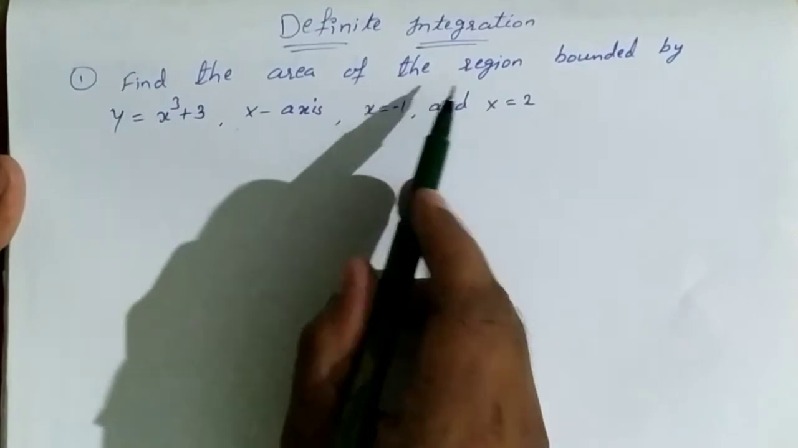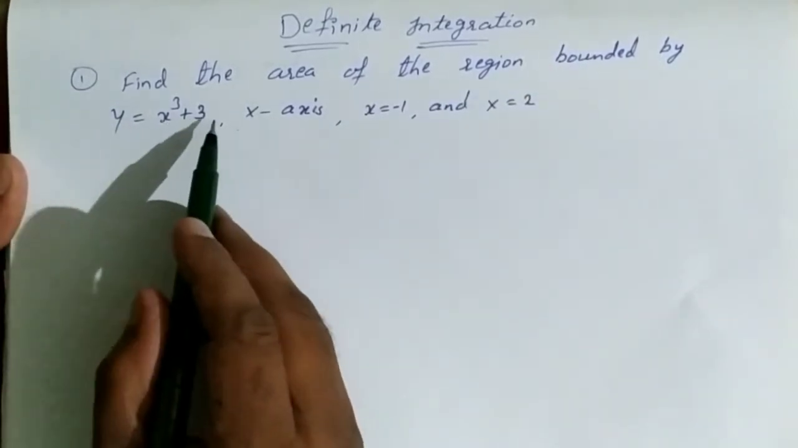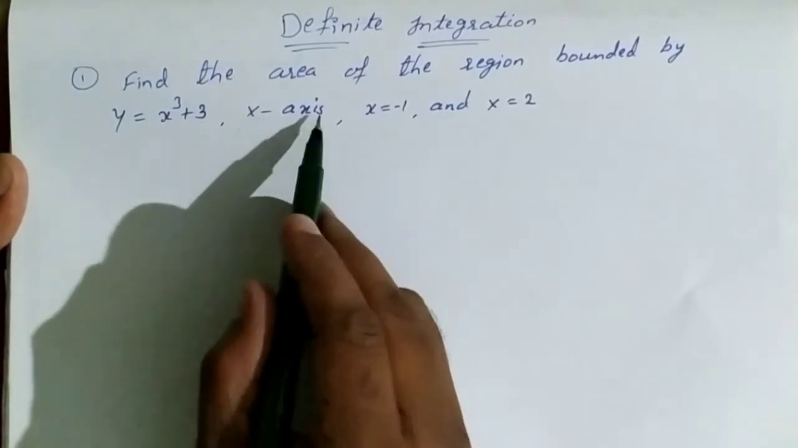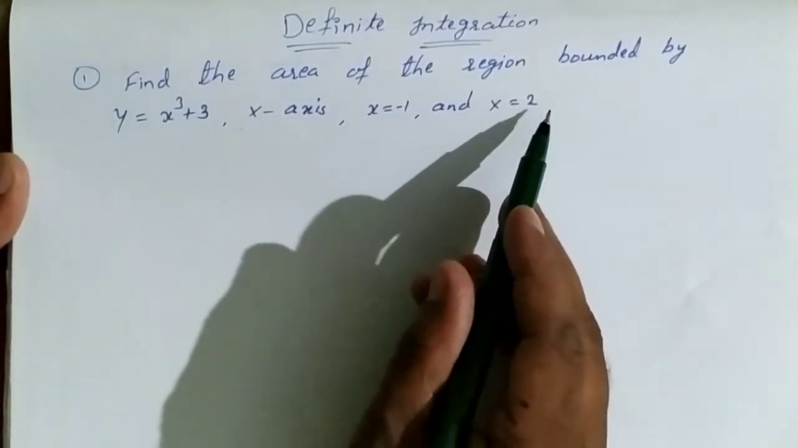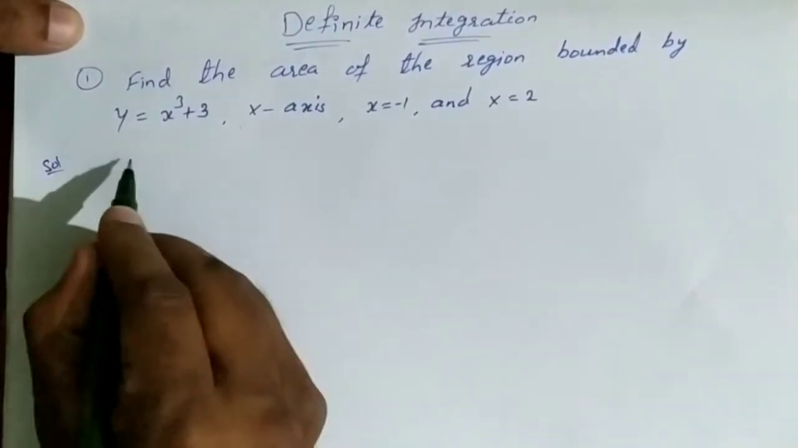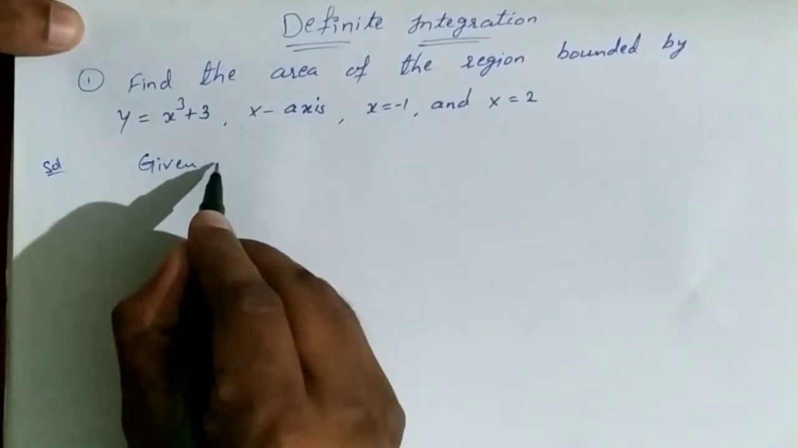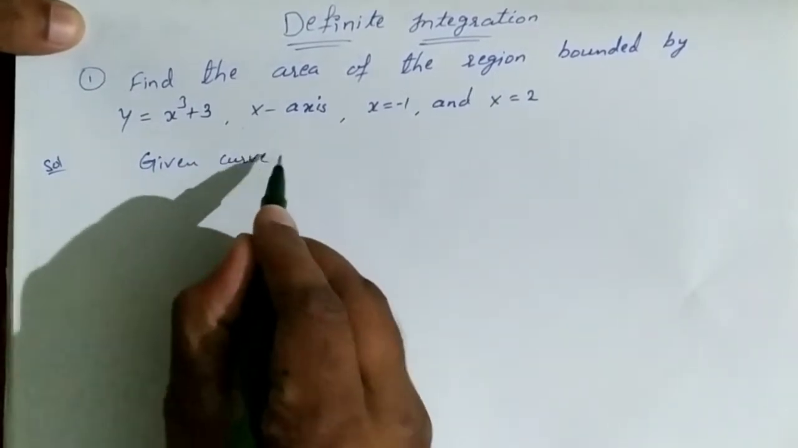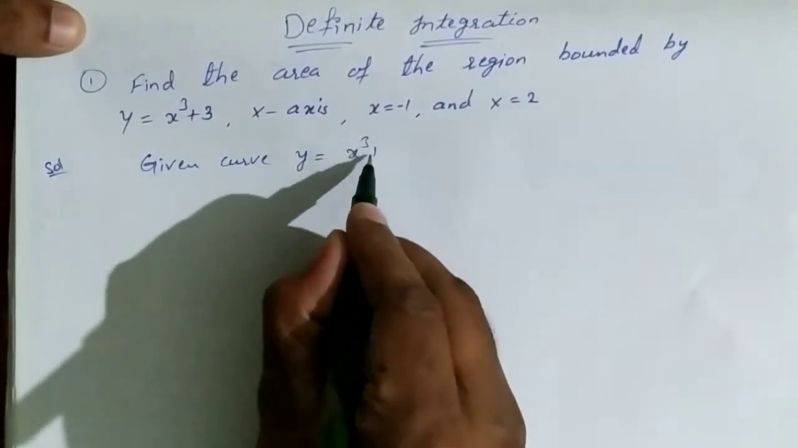Find the area of the region bounded by y equals x cube plus 3 and the x axis, where x equals minus 1 and x equals 2. Okay, the given curve is y equals x cube plus 3.